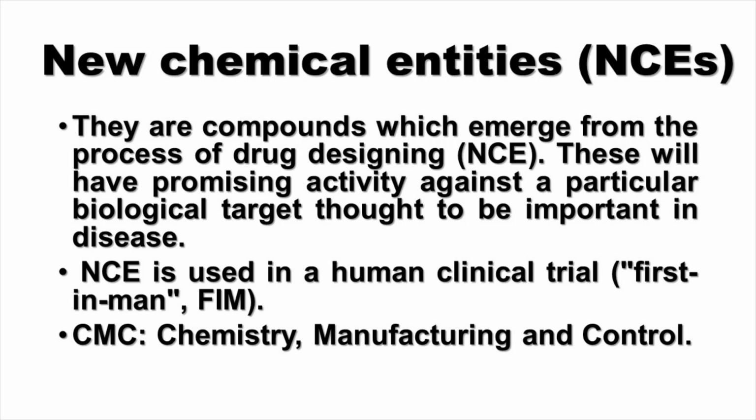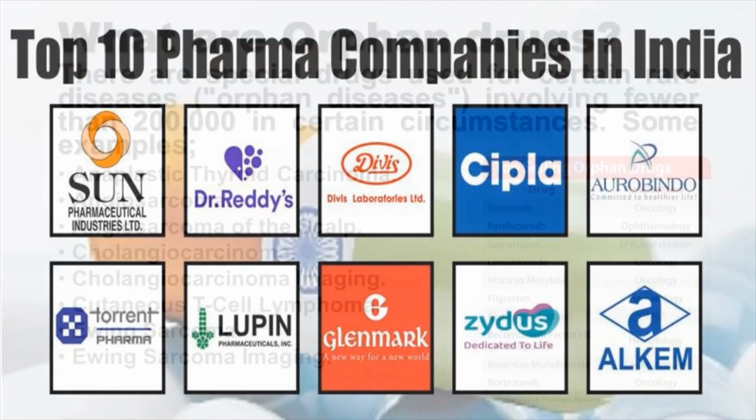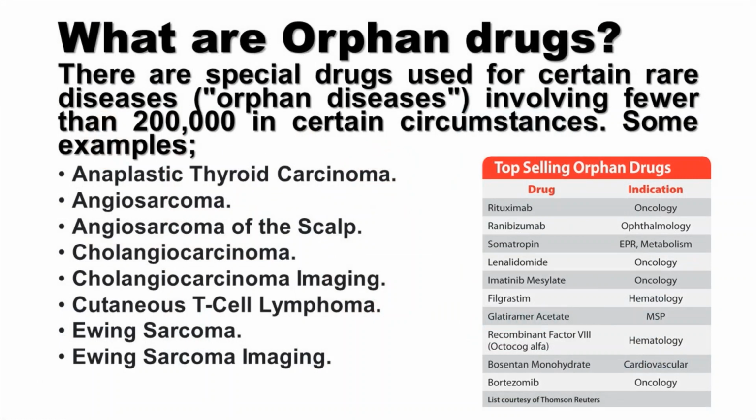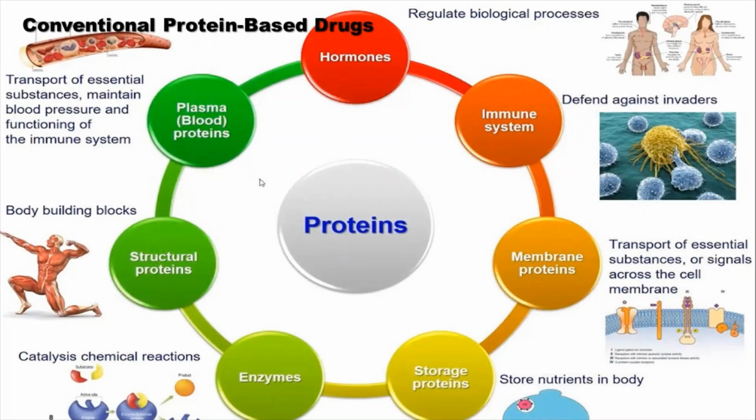They will have promising activity against a particular biological target, and hence they are useful in treating a particular disease. Certain diseases are called orphan diseases, involving fewer than 2 lakh people, where the incidence of the disease is very low. They are called orphan diseases because drugs are not normally developed for these diseases by pharmaceutical companies, and the drugs that are developed for orphan diseases are called orphan drugs.